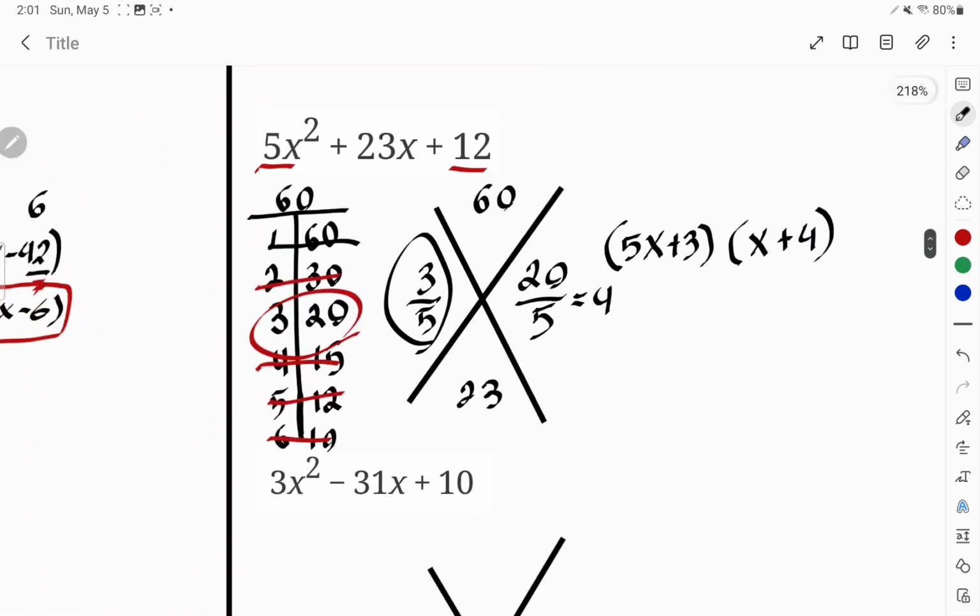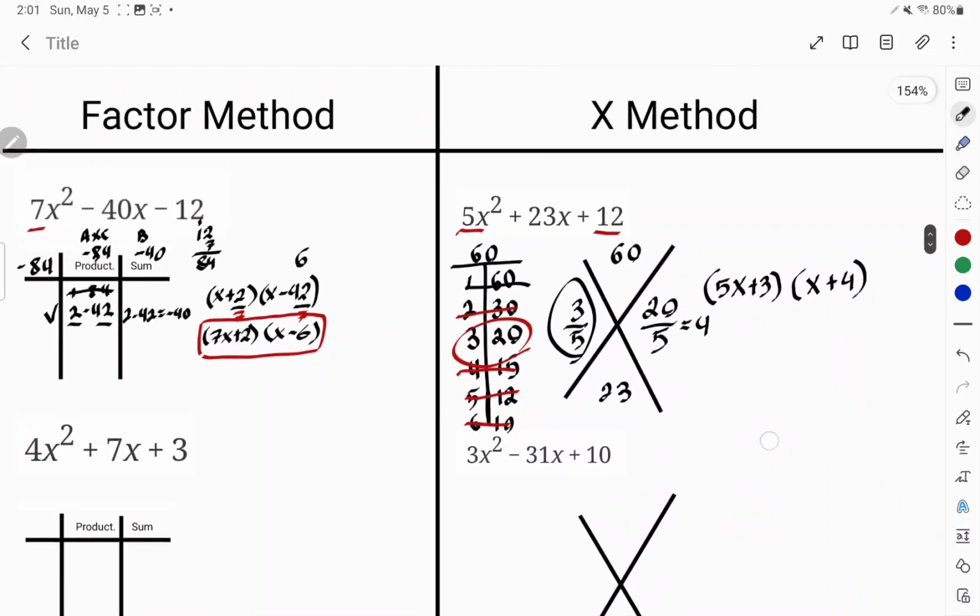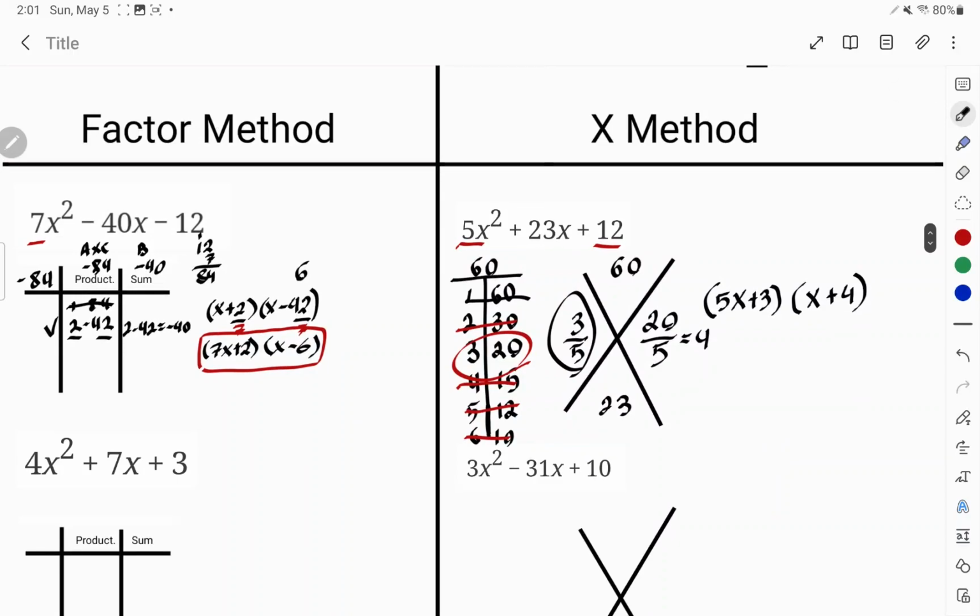There we go. As you can see, pretty fast, pretty quick, and that is it. That's how you're going to be factoring trinomials when A is any number other than 1.